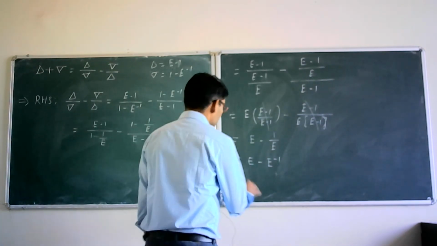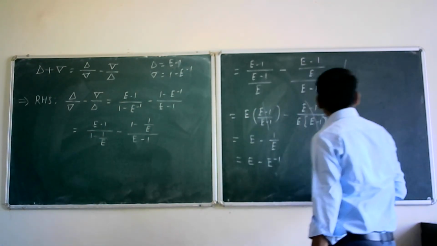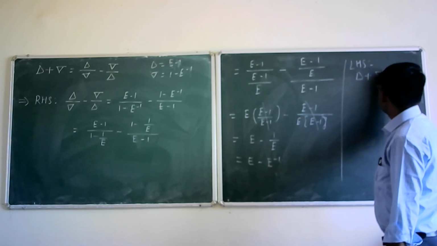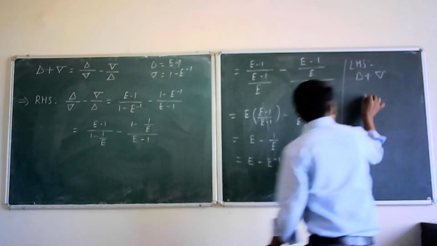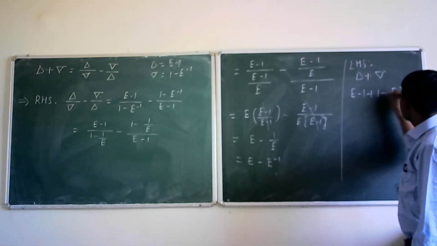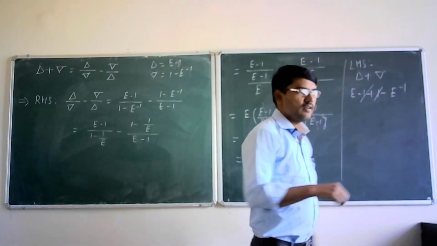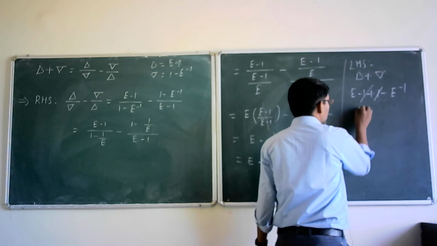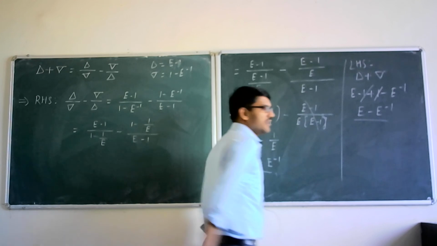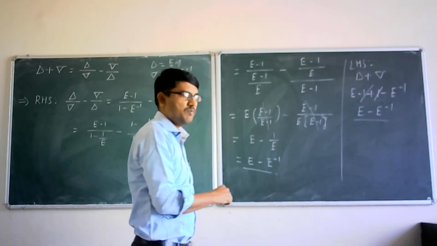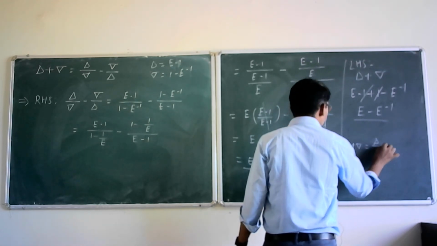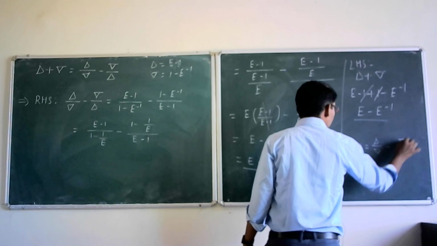This is your RHS, and if you add here, LHS is equal to delta plus del. Delta is e minus 1. And what is del? Del is 1 minus e inverse. So this plus 1 minus 1 will get cancelled. E minus 1 minus e inverse. What is it? It is e minus e inverse. Now if you observe here, e minus e inverse and e minus e inverse are equal. So LHS and RHS will be the same. So here we get delta plus del is equal to delta divided by del minus del divided by delta.